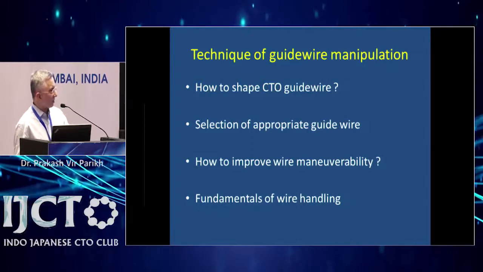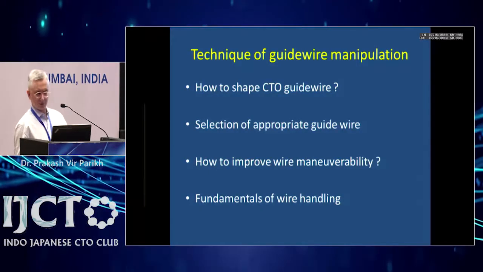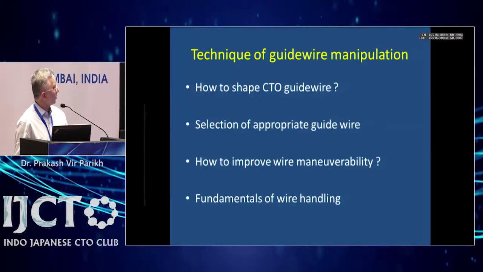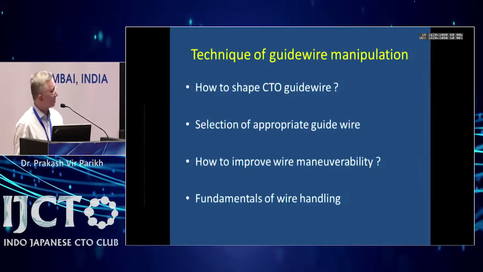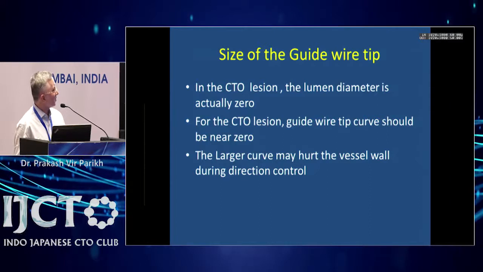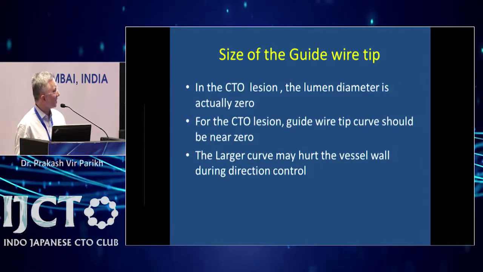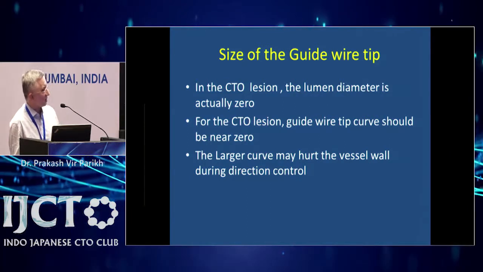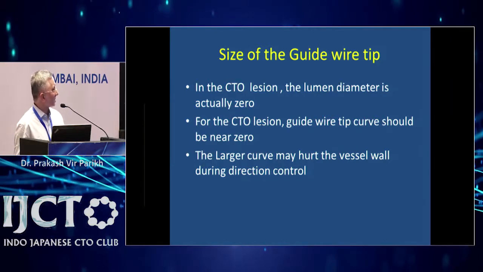The technique of guide wire manipulation, some basics: how to shape CTO guide wires, selection of appropriate guide wires, how to improve wire maneuverability, and fundamentals of wire handling. This everybody knows. In the CTO region, the lumen diameter is actually 0. So for the CTO region, the guide wire tip curve should be near 0. A large curve will be difficult to manipulate inside the CTO segment and is more likely to damage the vessel wall and go into the subintimal tract.